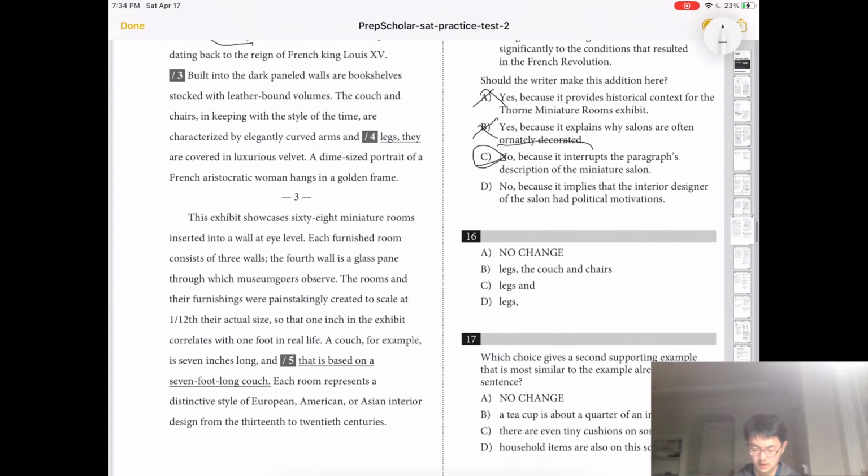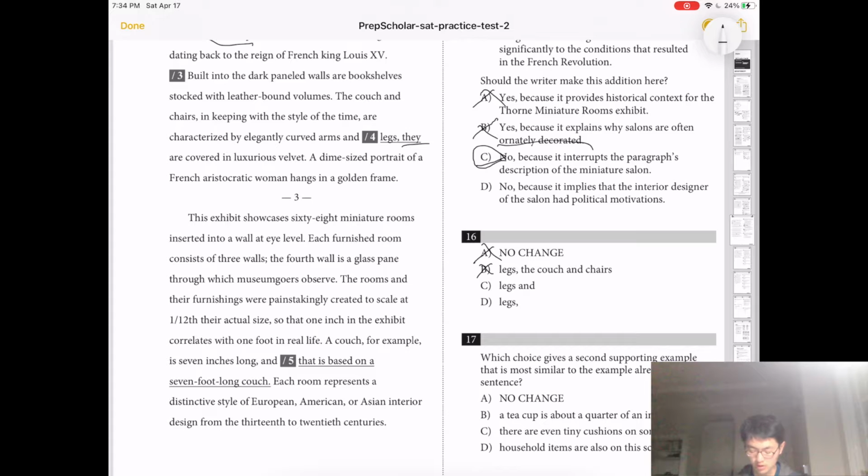16. The couch and chairs, in keeping with the style of the time, are characterized by elegantly curved arms and legs. They are covered in luxurious rubber. Okay, that's not true. We know that this isn't true because that's just combining two sentences with a comma. So if we put in B, it would be the couch and chairs, in keeping with the style of the time, are characterized by elegantly curved arms and legs. The couches and chairs. Okay, for this one, it did the same thing as the no change part. They just combined two sentences with a comma.